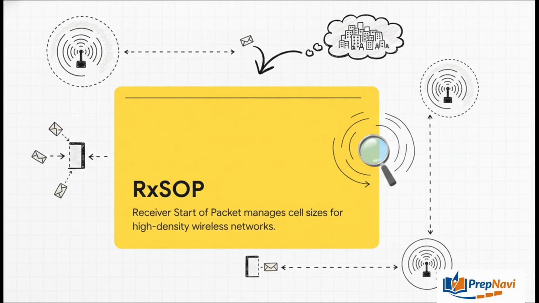Honestly, this is a classic exam trap. Candidates so often memorize what RxSOP stands for, but they completely fail to connect it to its design purpose. Section 2.5 requires you to design high-density wireless networks. Well, how do you achieve high density? You shrink cell sizes so access points don't hear clients that are too far away. RxSOP is the precise RF profile feature you use to artificially raise the listening threshold of an AP to manage those cell sizes. You've got to connect those dots.